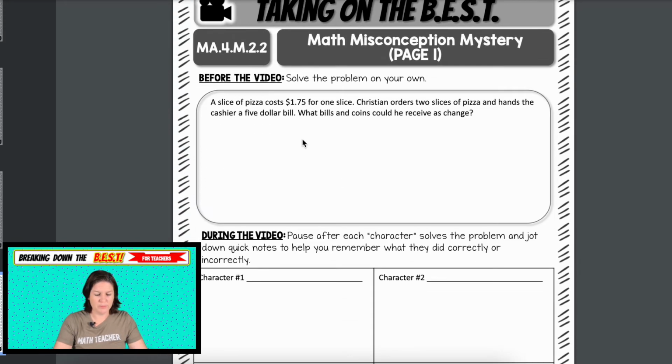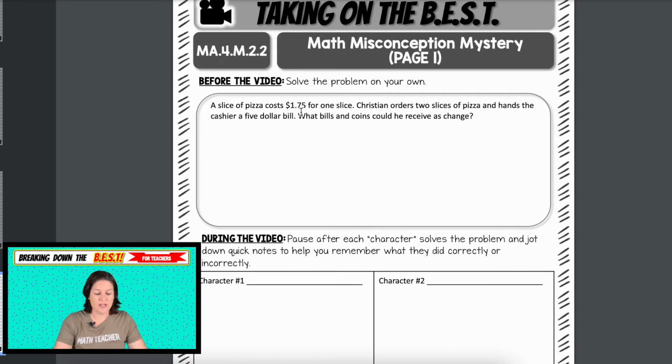And then finally, with the silver plan, you have access to the Math Misconception Mystery episode. Here it says a slice of pizza costs $1.75 for 1 slice. Christian orders 2 slices of pizza and hands the cashier a $5 bill. What bills and coins could he receive as change? So students will first solve this. Notice that Christian is ordering 2 slices of pizza. So you could use multiplication here because we have 2 slices of pizza that both cost the same, but we can also see this as an addition problem where we're adding $1.75 plus $1.75.